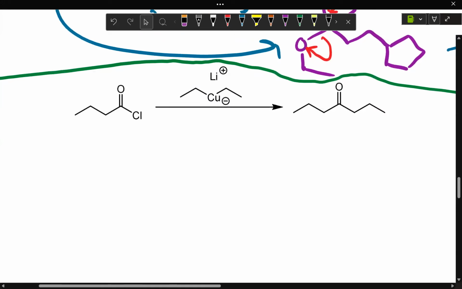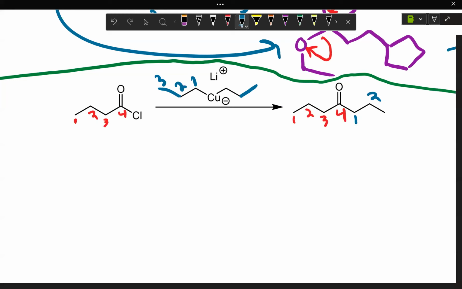All right, so here we have an acid chloride, and we need to convert it to a ketone. And let's number the carbons. So here we have 4 carbons, and on this side, we also have 4 carbons. And then in this Gilman reagent or cuprate, we have 3 carbons. And on this side, we also have 3 carbons.